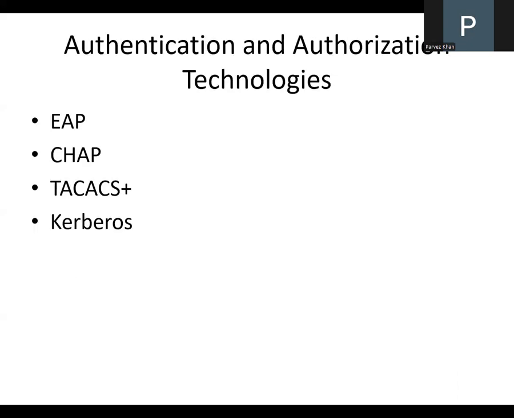Okay. Authentication and authorization technologies. Like we discussed, triple A stands for authentication, authorization, and accounting. There are many technologies. We will discuss four technologies here: EAP, CHAP, TACACS, and Kerberos. These are all protocols which are used to authenticate and authorize.